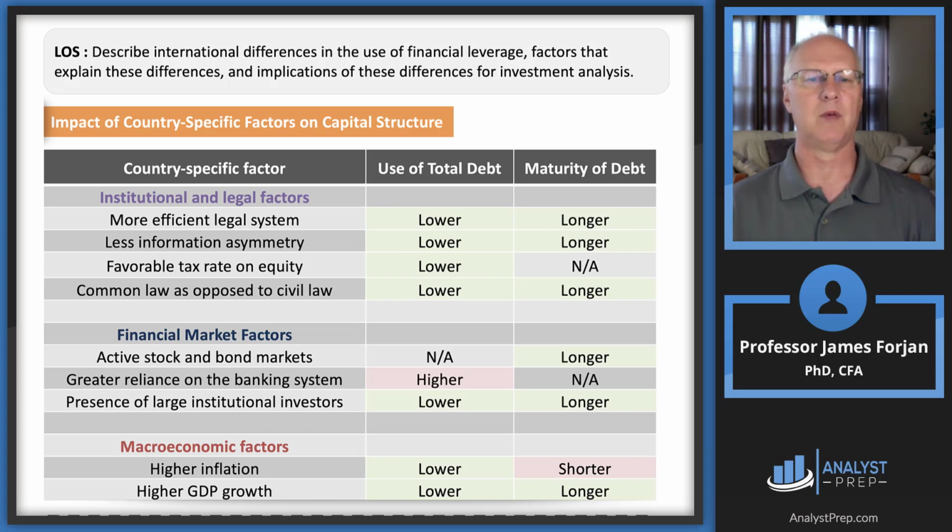So here's a good table. Take a picture of this to address this final LOS. Country-specific factors, use of debt, use of total debt, and then the maturity of debt. And so you can go through some of these factors that relate to structural or legal issues, and then financial market factors, and then macroeconomic factors.